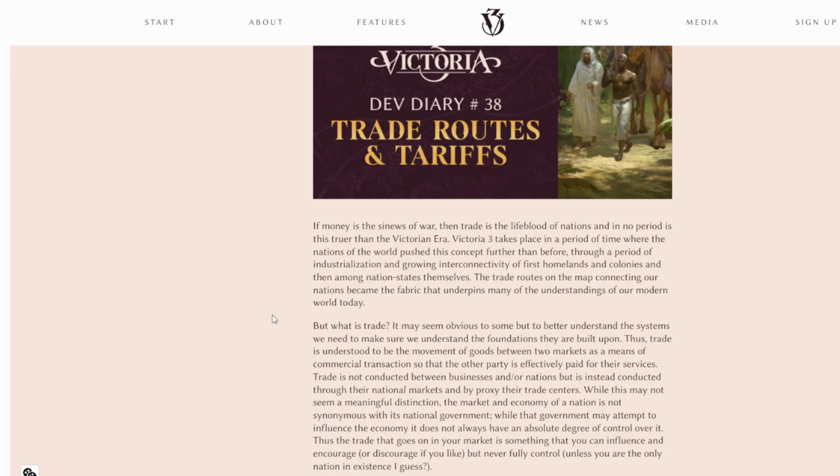But what is trade? It may seem obvious to some, but to better understand the systems, we need to make sure we understand the foundations they are built upon. Thus, trade is understood to be the movement of goods between two markets as a means of commercial transaction, so that the other party is effectively paid for their services.